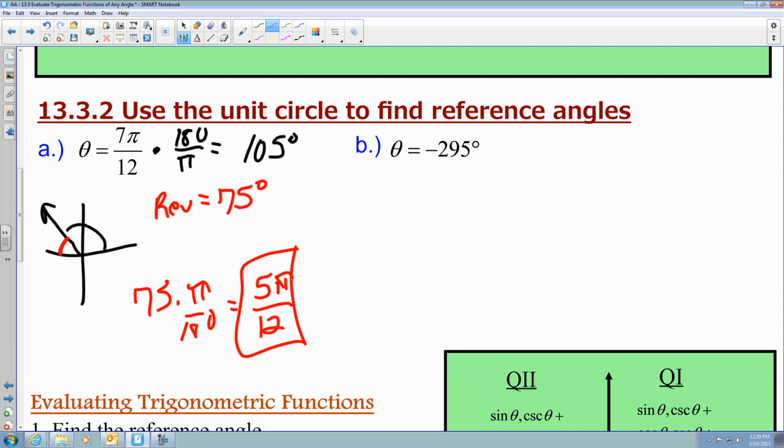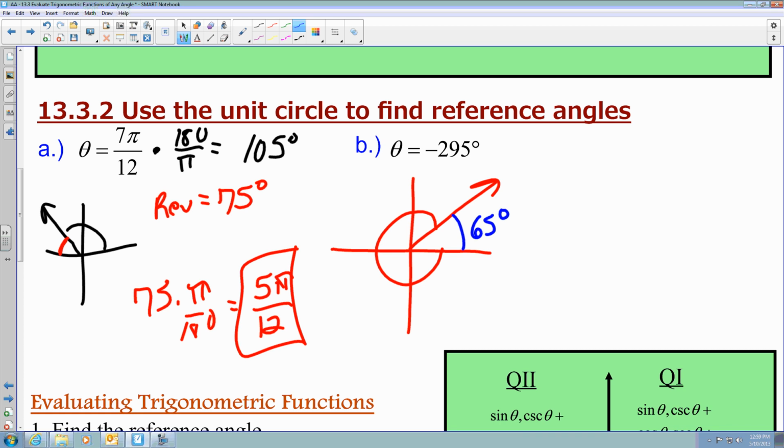Same thing goes for b. If I write b in here, it's negative 295, so it's going to be somewhere right around here. And I want to find the reference angle, which is represented by the blue. If I just take 360 minus 295, I get a value of 65 degrees. So my reference angle in this case is 65 degrees. It's already written in degrees, so I don't have to change anything.